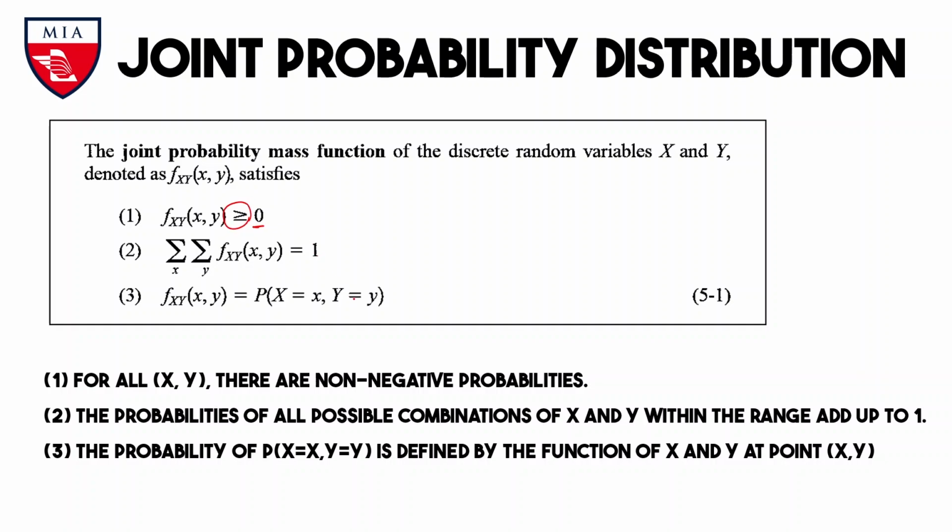Number 2: the probabilities of all possible combinations of x and y within the range add up to 1. Like I said, in terms of probability, the sum of all probabilities should be equal to 1. And lastly, number 3: the probability that X is equal to x and Y is equal to y is defined by the function of x and y at point xy. So here's the representation once again.